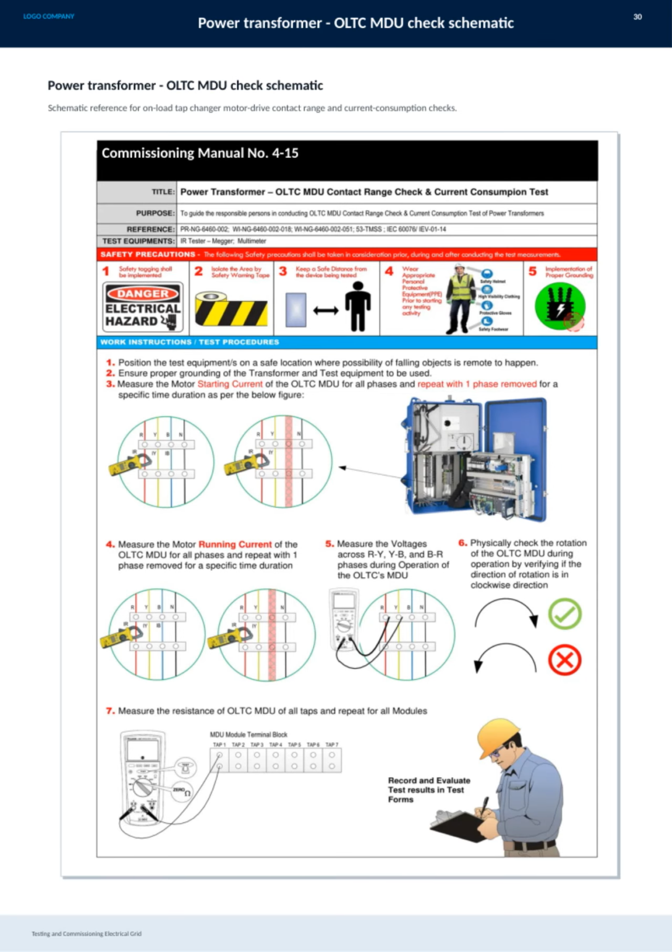Here we have the schematic for the power transformer's OLTC, or on-load tap changer, motor drive unit checks. This diagram is crucial for understanding how to properly perform contact range and current consumption tests during commissioning. These checks ensure the tap changer operates smoothly and reliably under load, which is essential for maintaining grid stability. The schematic provides a clear reference to follow, helping technicians verify that the motor drive unit functions within specified parameters. This step is part of the thorough testing outlined in Commissioning Manual number 4 to 15, reinforcing our commitment to safety and performance in electrical grid commissioning.